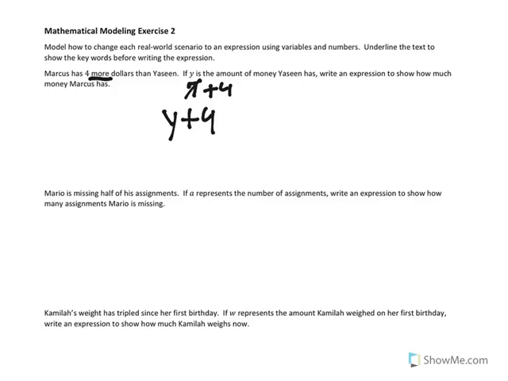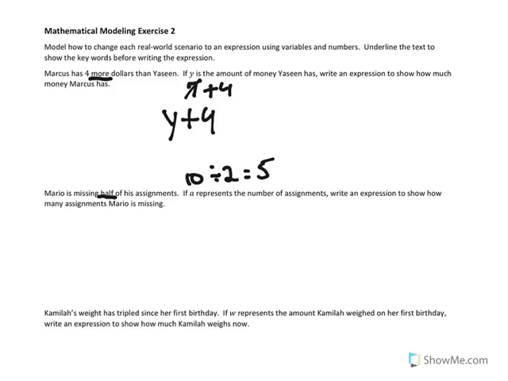Okay, this time Mario is missing half of his assignments. Well, half is a keyword there. If A represents the number of assignments, write an expression to show how many assignments Mario is missing. All right, well, let's do what we did up top. Let's give a number. Let's make the number 10. Let's say there are 10 assignments, and if he's missing half of his assignments, well, that becomes 10 divided by 2, or 5 assignments, right?